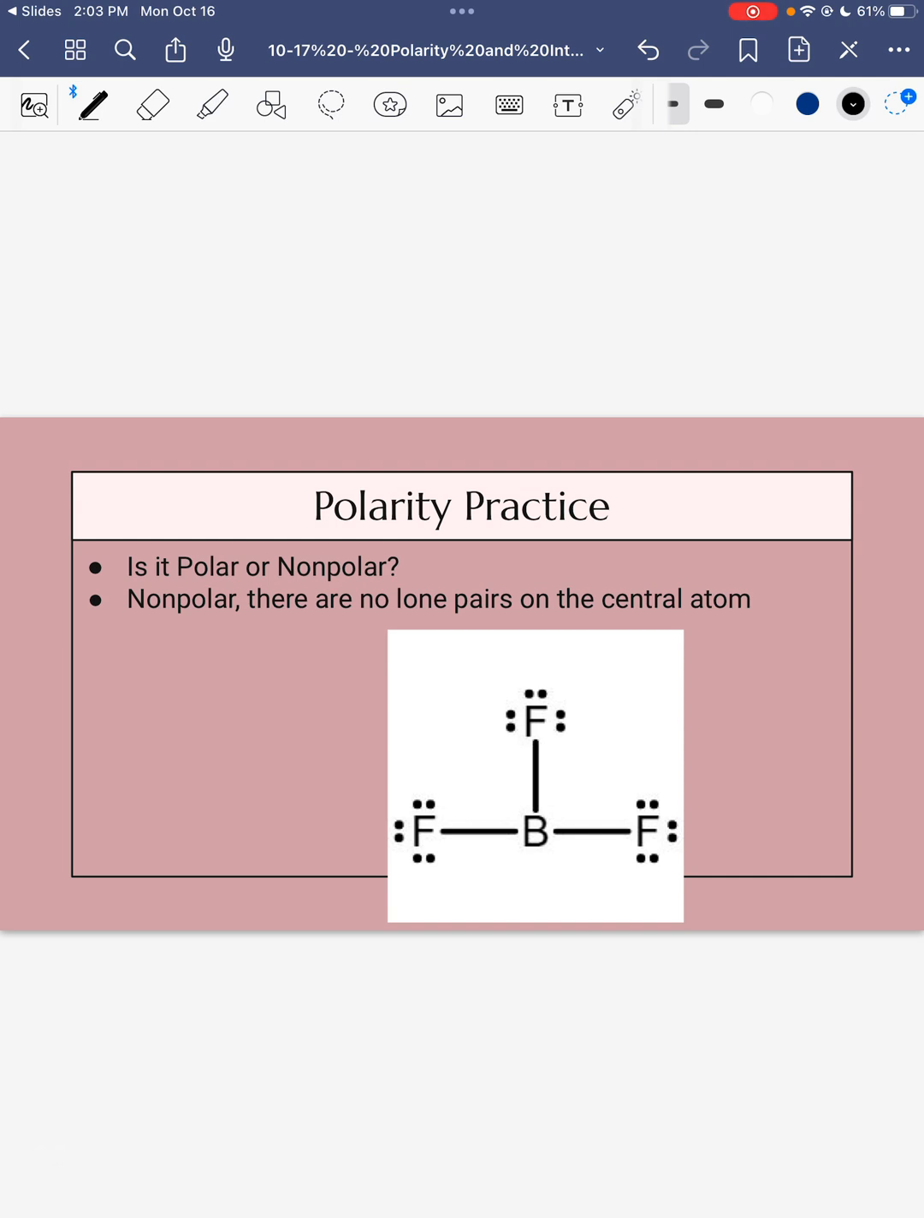Next, BF3. This is an interesting one because there is no lone pair on boron. Boron is happy with an incomplete octet.